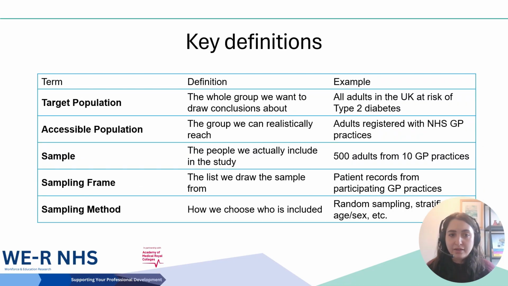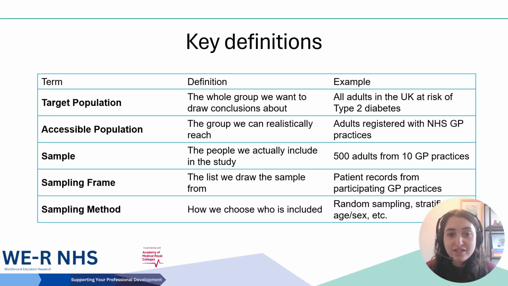If you read about sampling, you may come across some of these terms on the left-hand side of this table, and they can be a little confusing, so I thought I'd start off by going through what we mean by these particular terms and how we define them or apply them in our own research. So thinking back to the example I used on the previous slide around a lifestyle intervention for type 2 diabetes, this helps us identify our target population. The definition of this is the whole group that we want to be able to draw conclusions about. In this case, all adults in the UK at risk of type 2 diabetes.